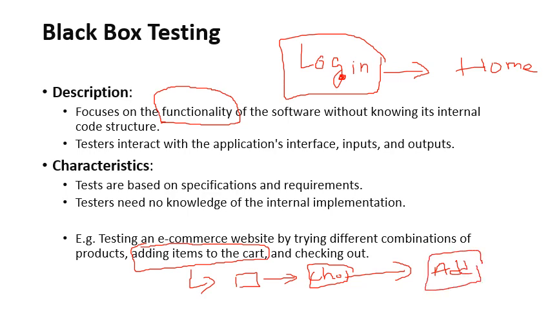So we want to check whether these functions are executed well in a sequential manner. That's all. We want to check whether these functions are running or not. That's black box testing.